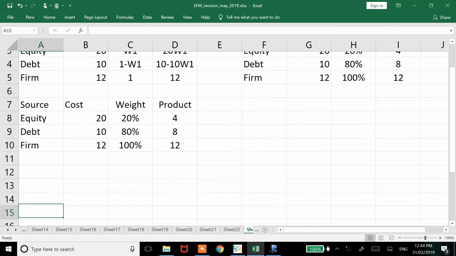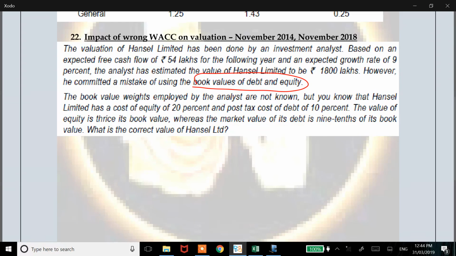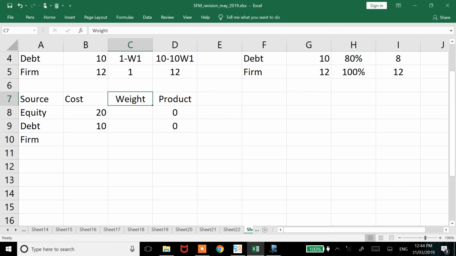Listen, this 20 and 10 will remain the same. The weights now, they are saying the book value weights are not known. The value of equity is thrice its book value. So listen, I do it in a way that the weights will not add up to 1. I'm not really bothered about it. Even if it does not add up to 1, you will still get the answer.